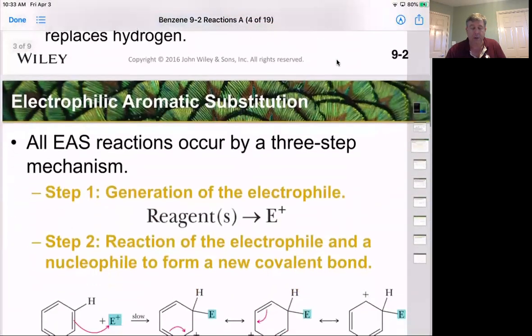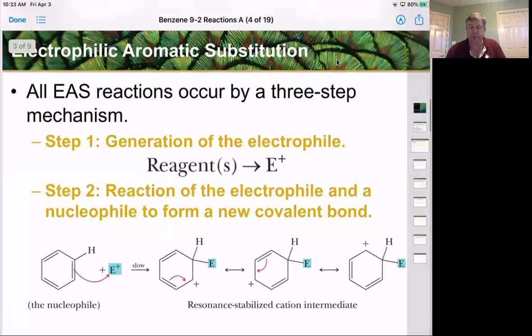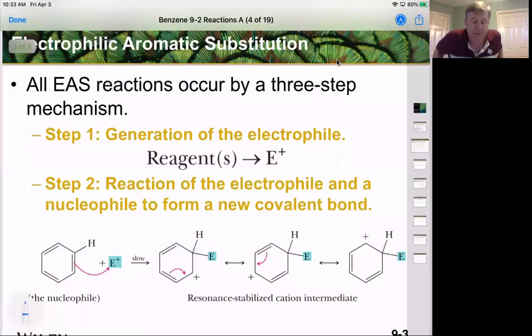Okay, so let's think about this step by step. There are 3 steps in the mechanism of the electrophilic aromatic substitution. The first step is the generation of the electrophile. Just as with an SN1 reaction, where we had to generate that carbocation, in this case our first step is to generate our electrophile.